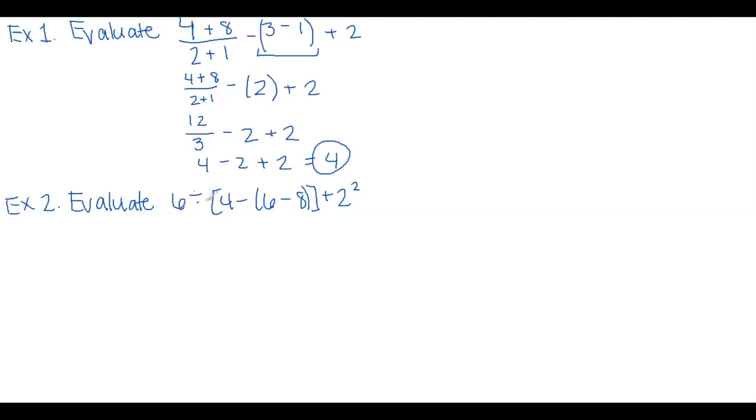We have 6 divided by, then we have brackets, 4 minus, we have parentheses, 6 minus 8. Then out here we have plus 2 squared, okay? So let's follow our steps. So the P, we have the parentheses.